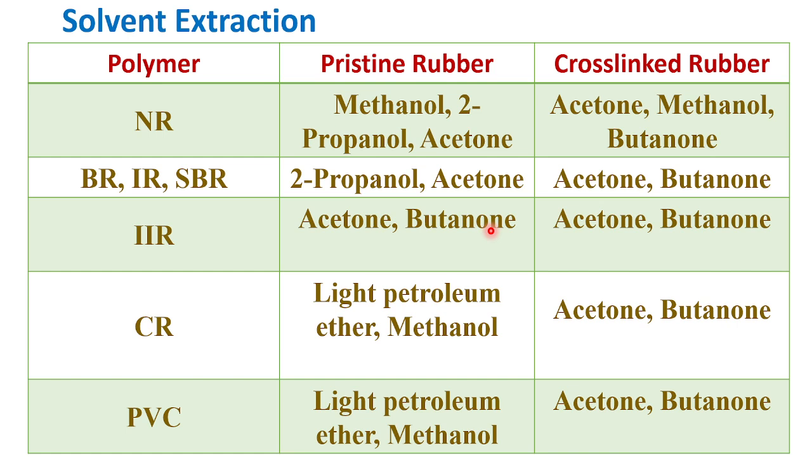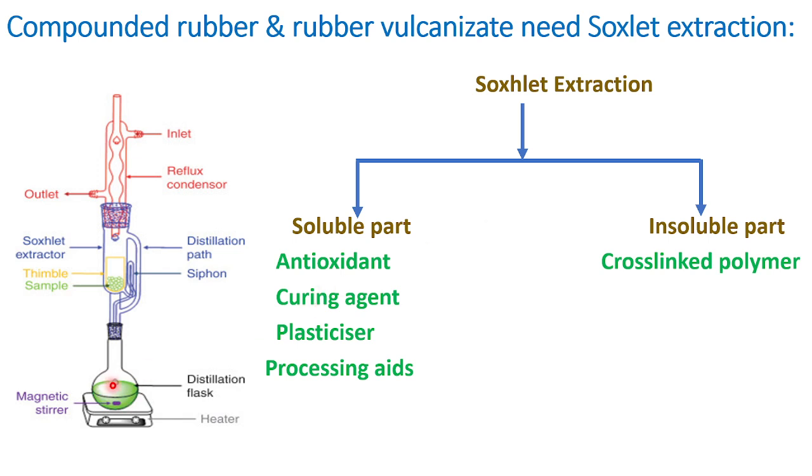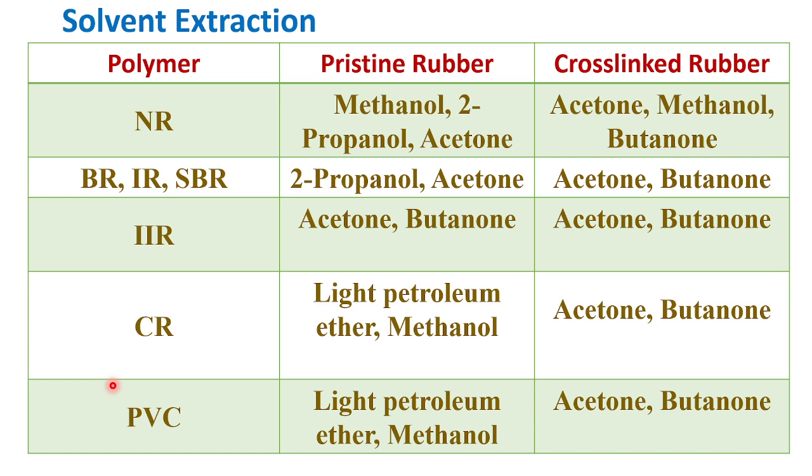degrees centigrade. So it will immediately start boiling when you put it in here, and then the siphoning process will start when it reaches that level. In case of chloroprene rubber, the solvent here is light petroleum ether, and you can also use methanol. For PVC, as CR and PVC both have chlorine, you need to take light petroleum ether and methanol. And in case of cross-linked, it is acetone and butanol.